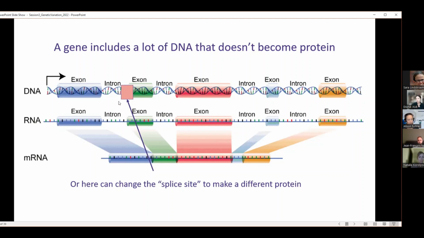We also have changes that can change the splice site. Remember, as we drop down to the mRNA level, we have to be able to cut out the pieces of DNA that we don't actually want to turn into protein. Those are the splice sites that we're talking about. So if we change something that tells the translational machinery how to link these exons together, we could potentially skip entire regions of the amino acids that we want.